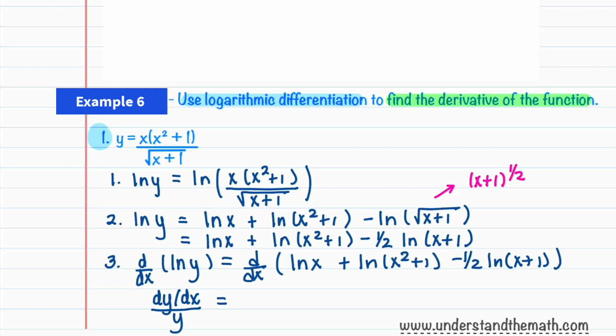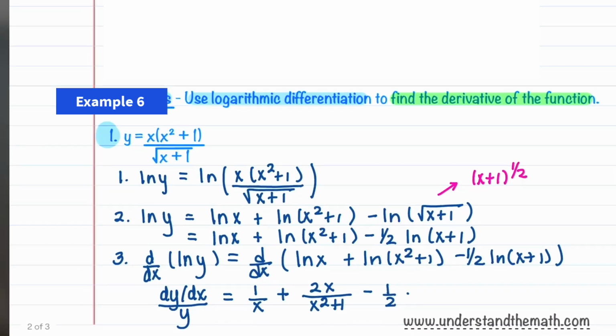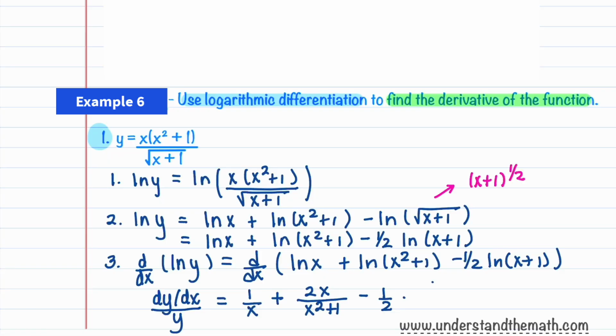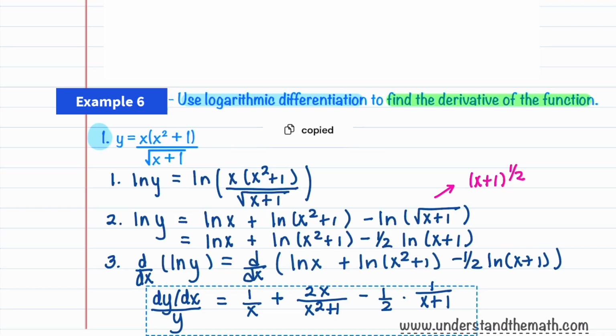And on the right-hand side, we're going to have 1 over x plus the derivative of ln (x squared plus 1), which is the derivative of what's inside, which is 2x, all divided by what's inside, x squared plus 1, minus 1/2 times the derivative of the natural log of (x plus 1), and that's just the derivative of x plus 1 on the top, which is 1, and then our x plus 1 in the denominator. I'm going to go ahead and copy this, and we'll take this with us to the next page.